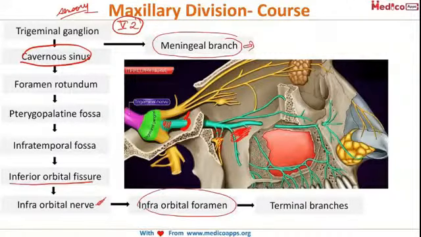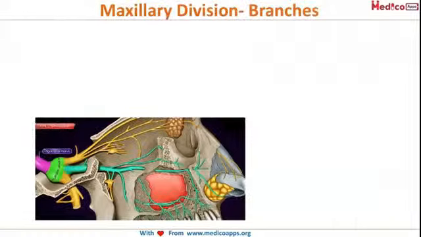Okay, so this was a brief overview of the course of the maxillary division, and within each of these areas the maxillary division gives out some branches. Now let's look at some branches. The first branch we have already learned, that is the meningeal branch, which is an intracranial branch of the maxillary division. Now next, after it exits, it will give out some branches within the pterygopalatine fossa. So here we have the branches within the pterygopalatine fossa. So what are the branches?